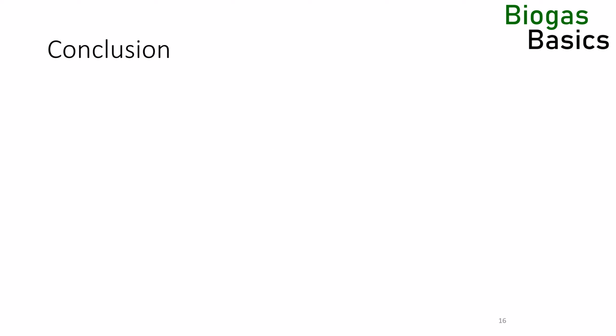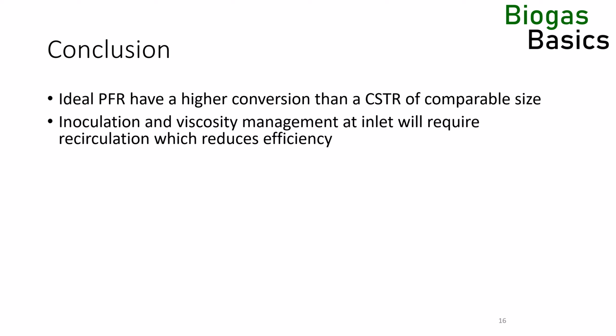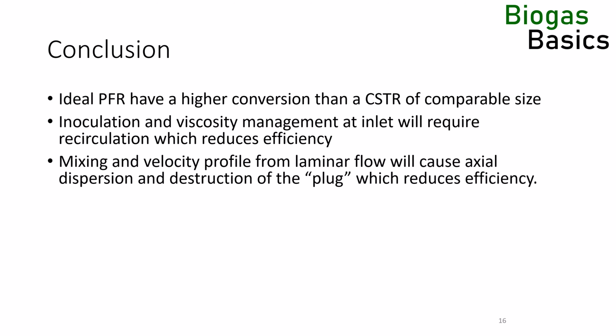Let's recap. An ideal plug flow reactor has a higher conversion efficacy than a CSTR of similar size. However, inoculation and dilution require recirculation, which reduces the efficacy of the plug flow reactor substantially. Furthermore, it is impossible to operate an actual plug flow reactor.